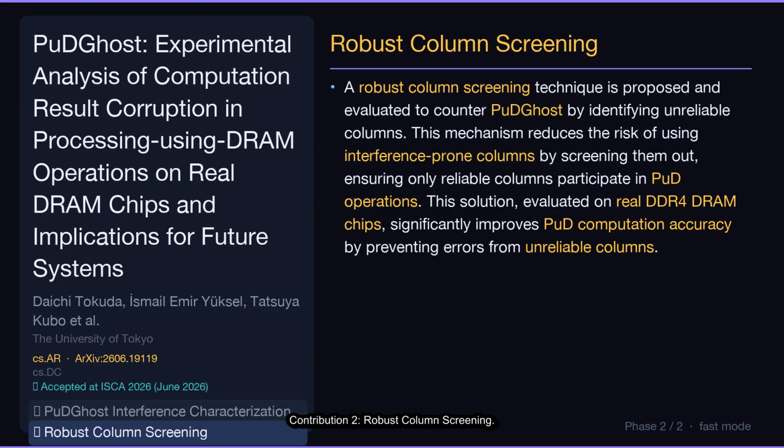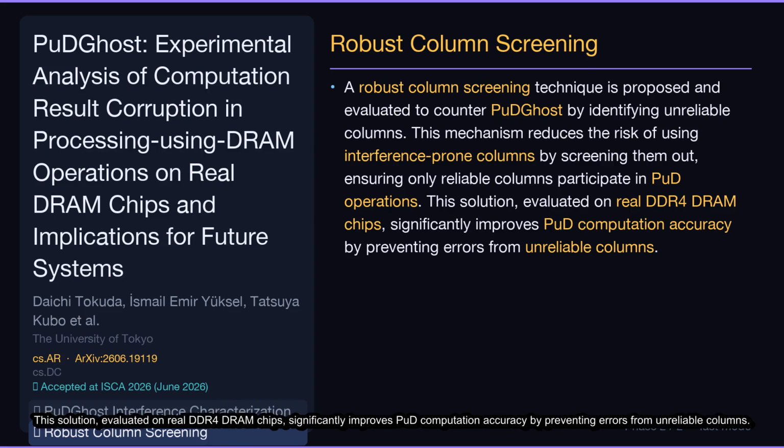Contribution 2. Robust column screening. A robust column screening technique is proposed and evaluated to counter PuDGhost by identifying unreliable columns. This mechanism reduces the risk of using interference-prone columns by screening them out, ensuring only reliable columns participate in PUD operations. This solution, evaluated on real DDR4 DRAM chips, significantly improves PUD computation accuracy by preventing errors from unreliable columns.